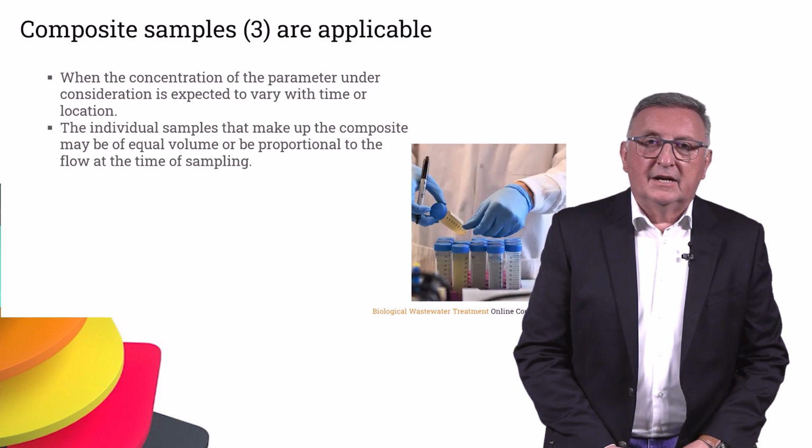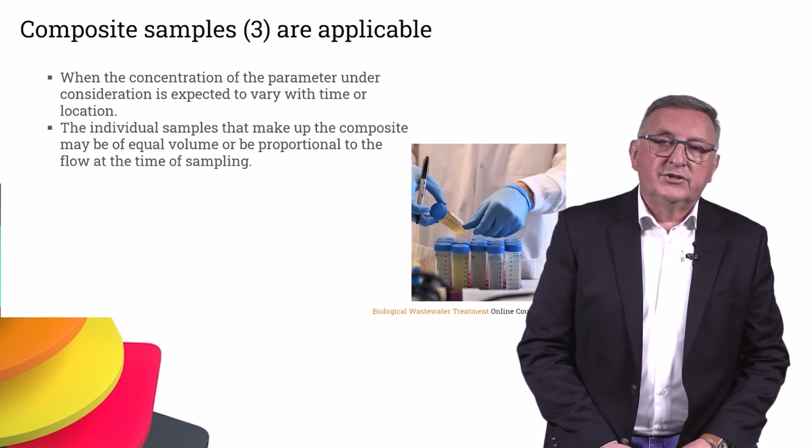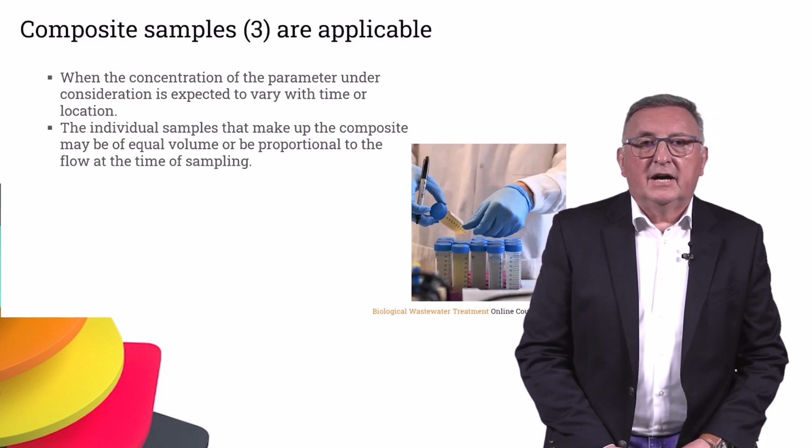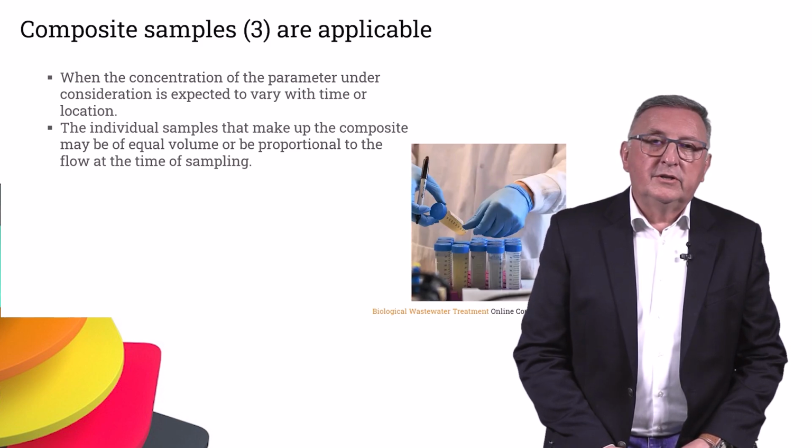Composite samples are applicable when the concentration of the parameter under consideration is expected to vary with time or location. The individual samples that make up the composite may be of equal volume or be proportional to the flow at the time of sampling.